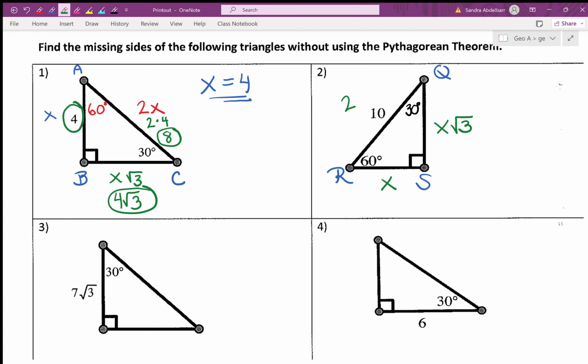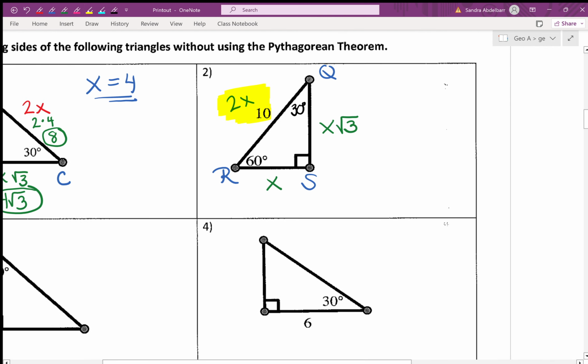QR. So now what do we do? We choose the side that has a side length and a variable expression. Which side has a side length and a variable expression? Yep, QR. So we have 2x and we have 10. We set our side length equal to the variable expression. So 2x equals 10. Is there something to solve now? Absolutely. I can divide by 2, and then I get x is equal to 5.